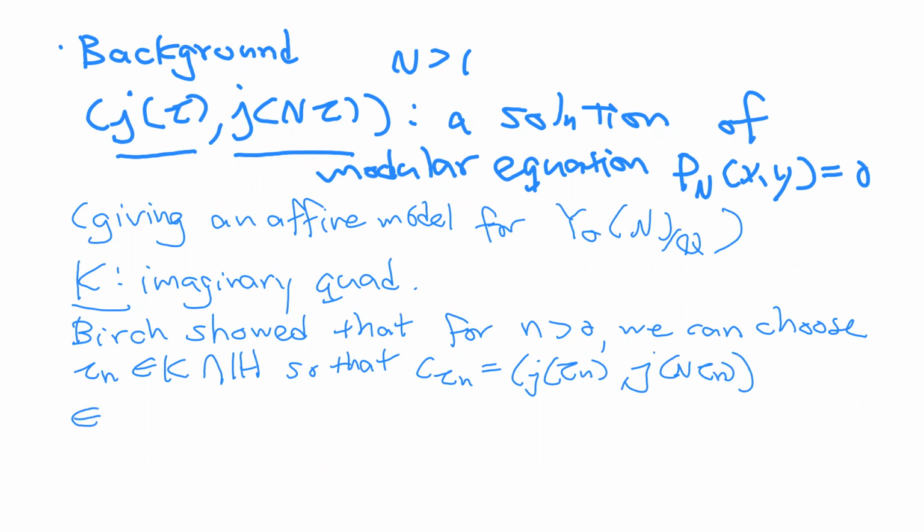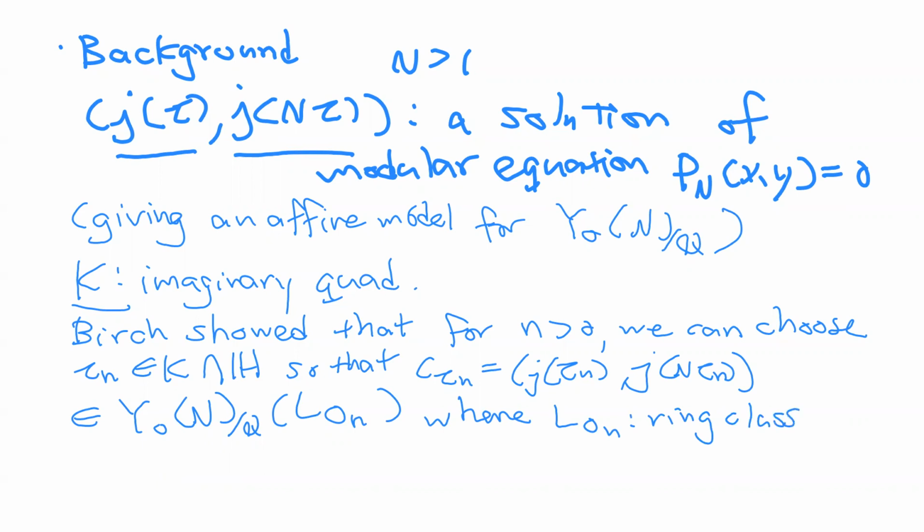He noted that by a careful choice of tau sub n, this is defined over a pretty narrow choice of class field. This is called a ring class field, the ring class field of O sub n. I'm going to explain what it is shortly.